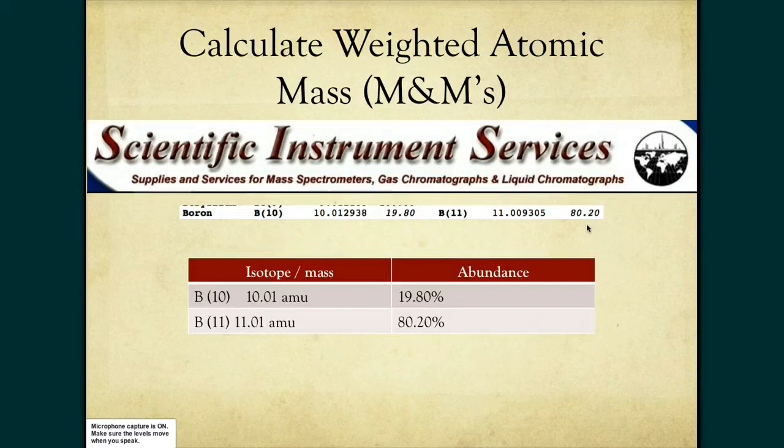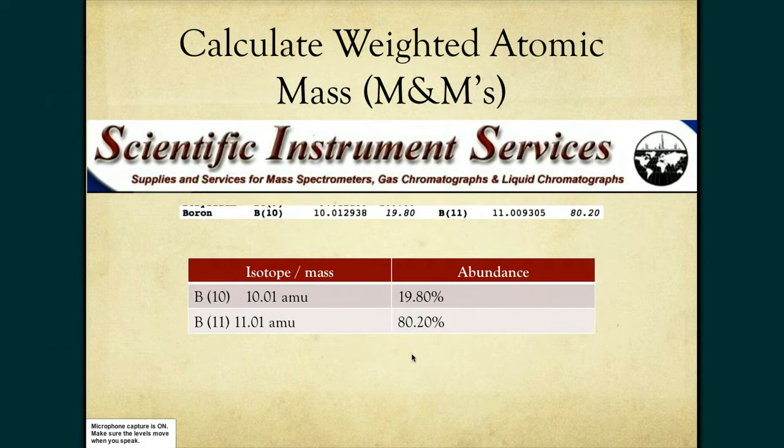And so the way I would write it out is, my isotope B10, I'm going to just keep 4 sig figs, so 2 places after the decimal. 10.01 is my mass in atomic mass units, and I write down the abundance, 19.80%. And then my second isotope is B11, and the atomic mass is 11.01 atomic mass units.